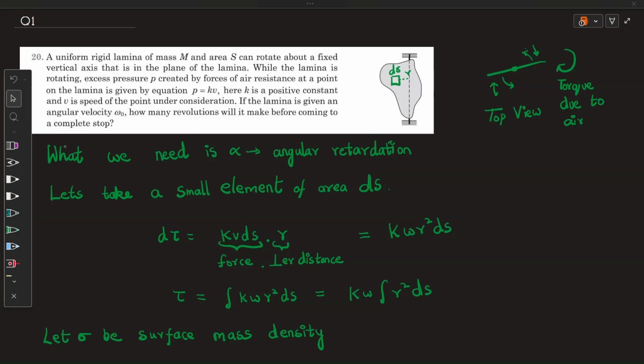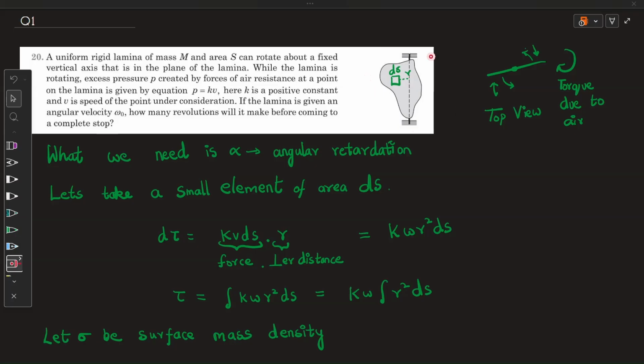Question number 1. A uniform rigid lamina of mass m and area s can rotate about a fixed vertical axis that is in the plane of the lamina. While the lamina is rotating, excess pressure P created by forces of air resistance at a point on the lamina is given by the equation P equals K times V, where K is a positive constant and V is the speed of the point under consideration. If the lamina is given an angular velocity omega naught, how many revolutions will it make before coming to a complete stop?